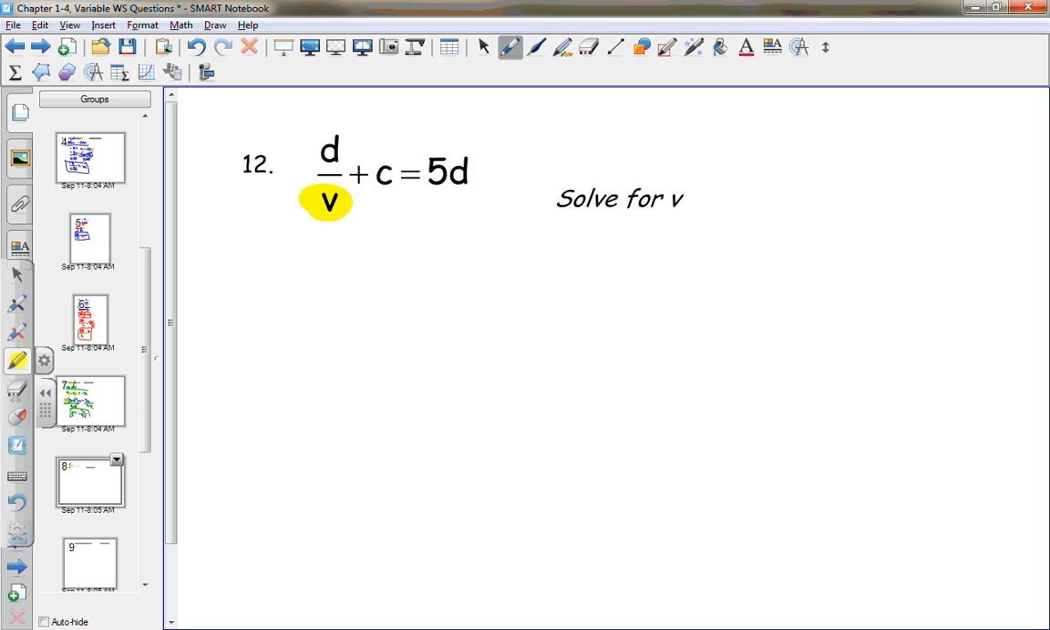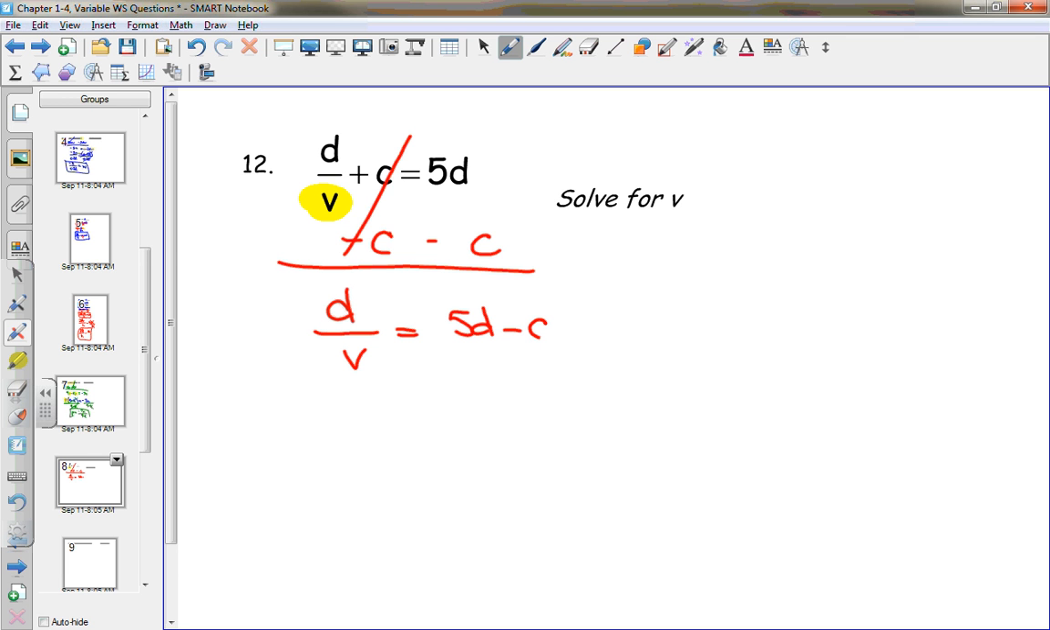So what could I do to make it look a little bit easier? I could multiply by the reciprocal, but we usually like to have a fraction isolated, right? So how can I isolate the fraction? What's attached to the fraction? The plus C, right? So how do I get rid of the plus C? It is positive C, so what's the opposite of positive? A negative. So I'm going to subtract C from both sides. I'm left with D over V is equal to 5D minus C.